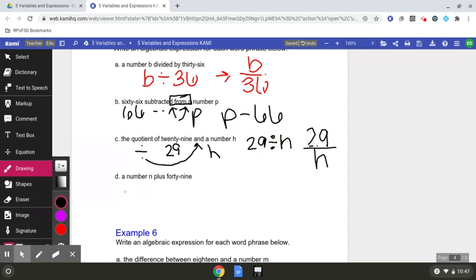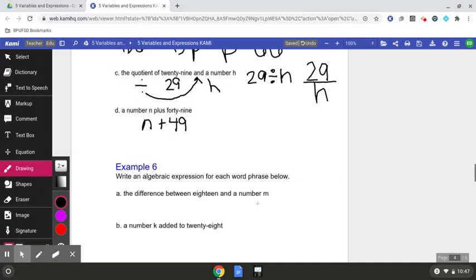Okay. D says a number n plus 49. And there's nothing I need to change there, so that's the answer. Okay, so again, these are pretty basic, these practice ones. So what I would do at this point is pause the video and try the next 4. Try example 6 and then start it back up and watch and see if you got the right answers.